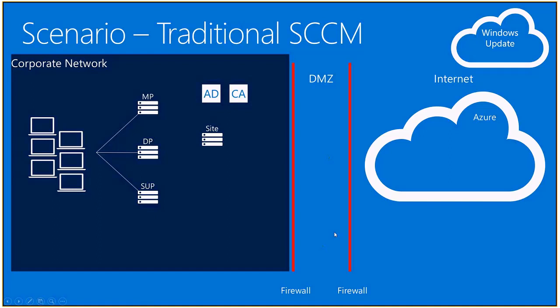In traditional SCCM, when you had a system that roamed from the local network outside, when they needed to make connections back to the site, they weren't able to do so. They're outside our firewall. They're not able to make that connection back to the local network to connect to their management point or their distribution point or their software update point.